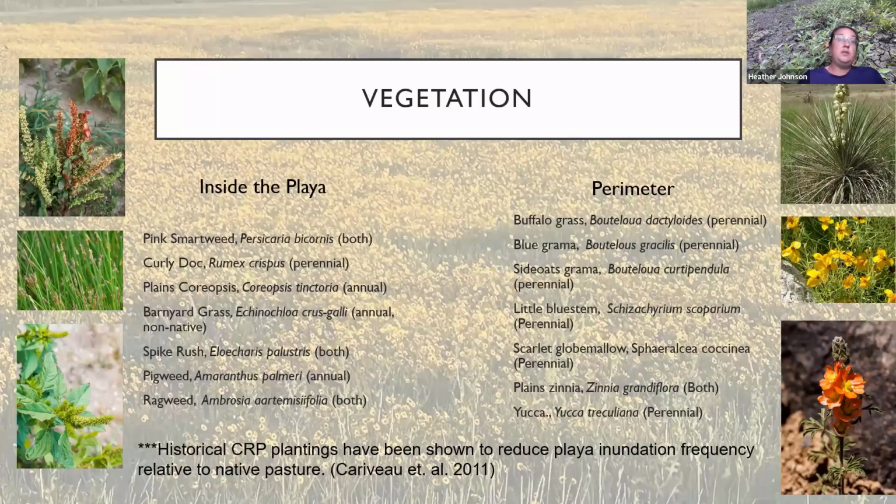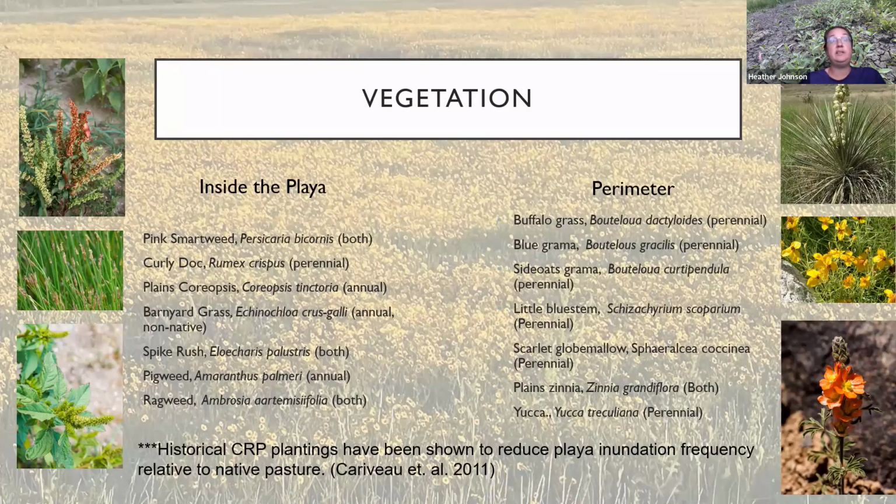So these are just a few different plant species that I commonly see in playas. Inside the playa, we talked already a lot about pink smartweed. That's the plant in my background. Great duck food. One of the top, curly dock. You see it kind of in the middle to more little fringe areas, you see a lot of curly dock in our playas. Plains coreopsis, that's that background picture.